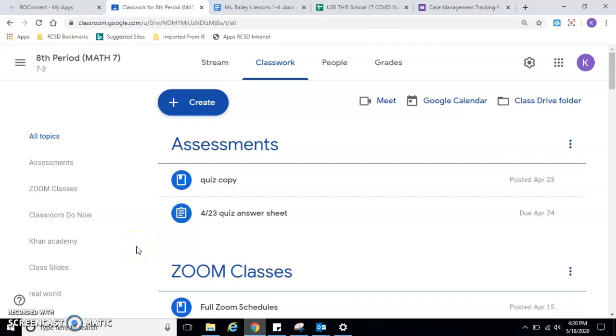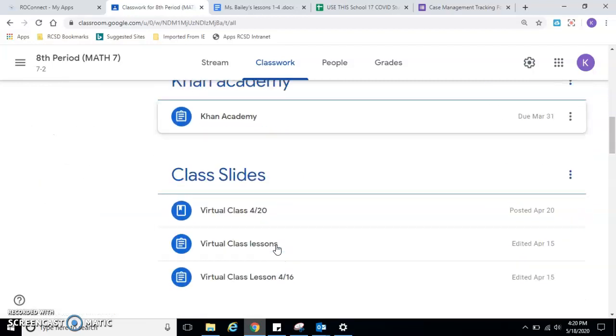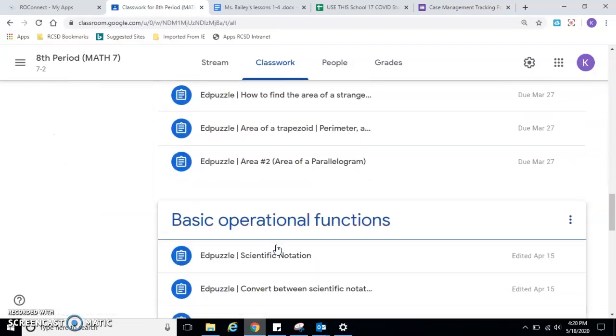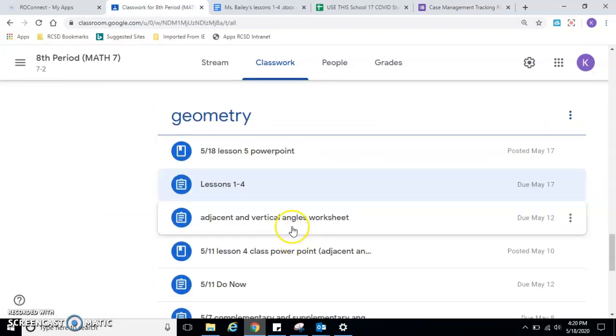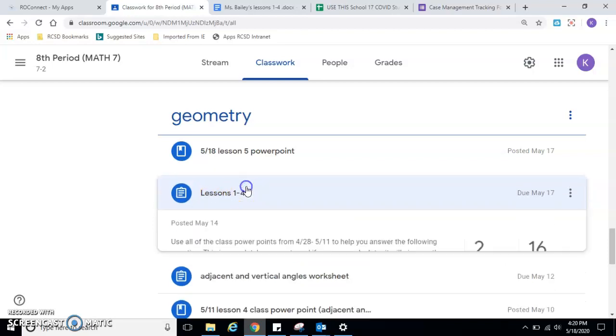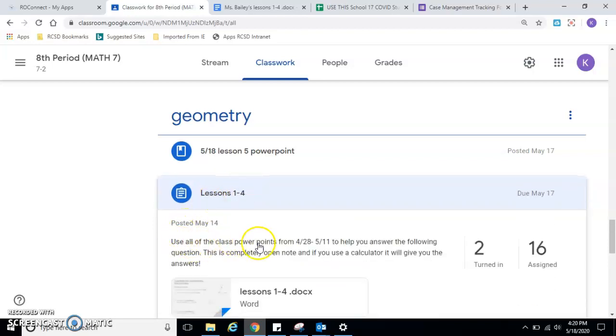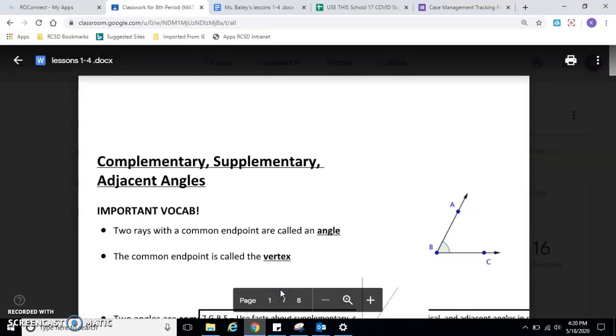I'm going to go over a math assignment that is due on Wednesday, May 20th. So it's down here, you gotta scroll pretty far down to geometry, and it's this lesson 1 through 4. Use all the class PowerPoints from 4/28 to 5/11 to help you answer the following questions. This is completely open note, and you can use a calculator. It will give you answers. Awesome. All right, open this up.